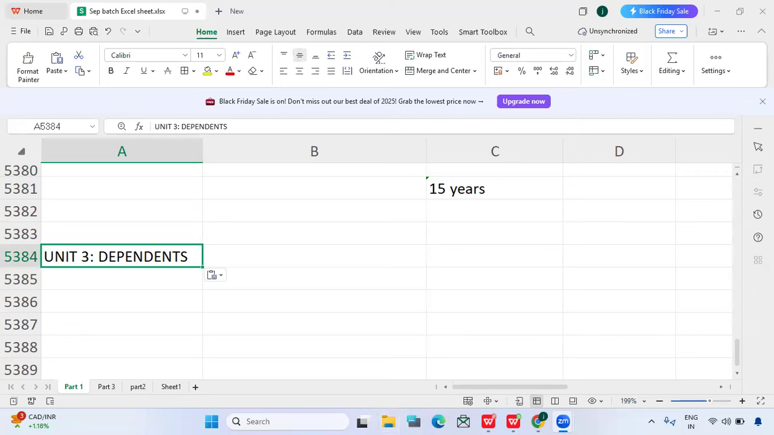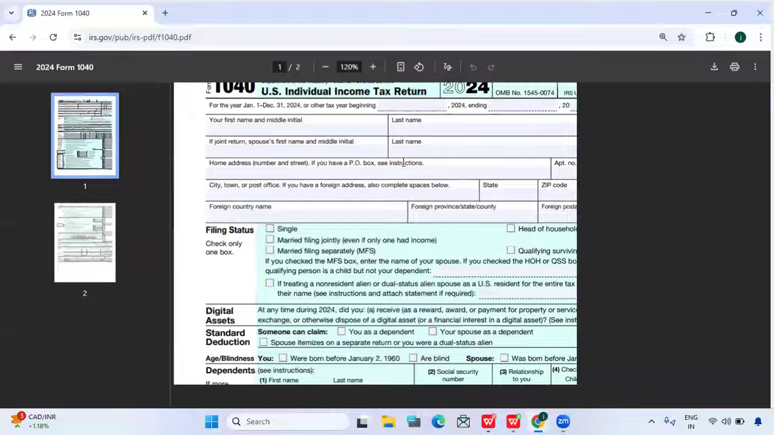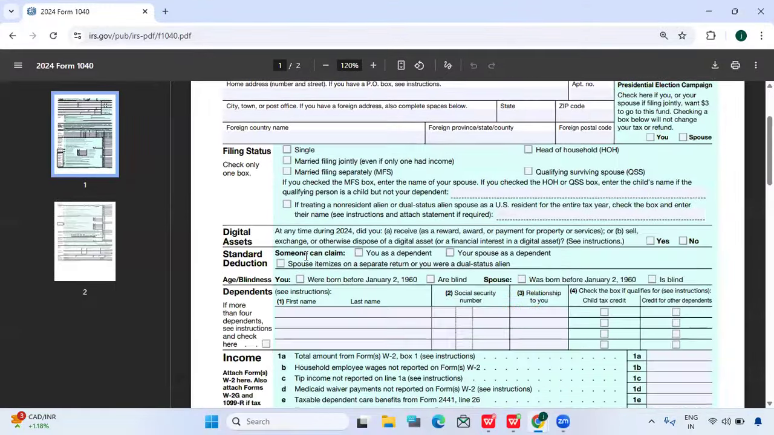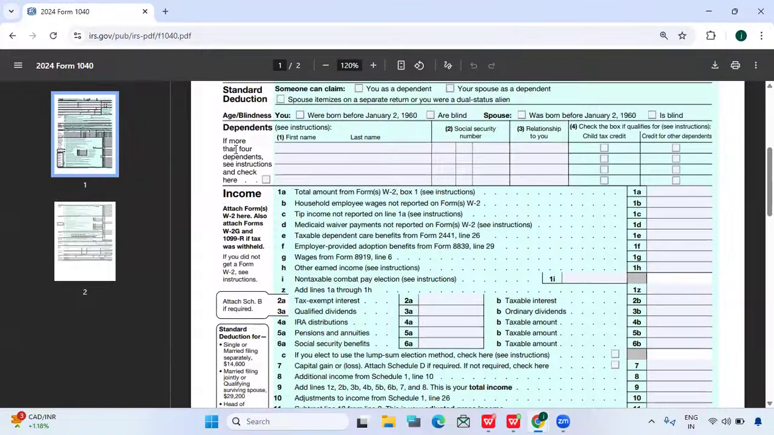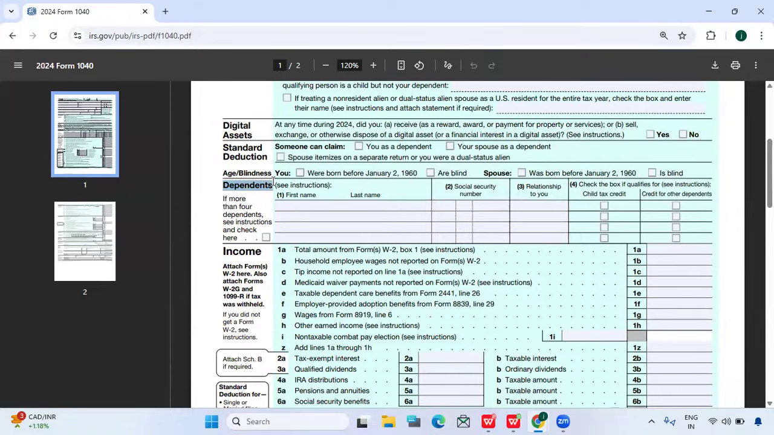Good evening, everyone. So today we'll start with the revision session, which is Unit 3, dependents. Before understanding this Unit 3, let me show you one form, which is Form 1040. In Form 1040, here we have one piece of information, which is dependents.